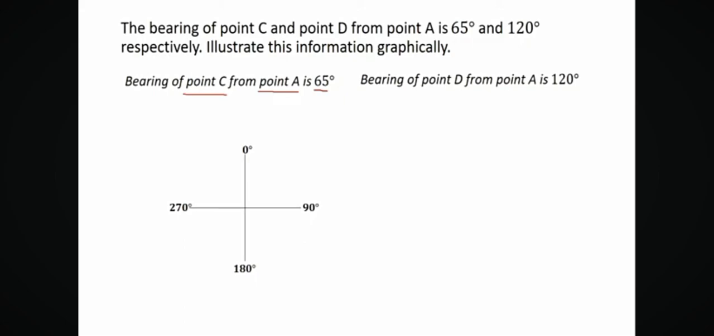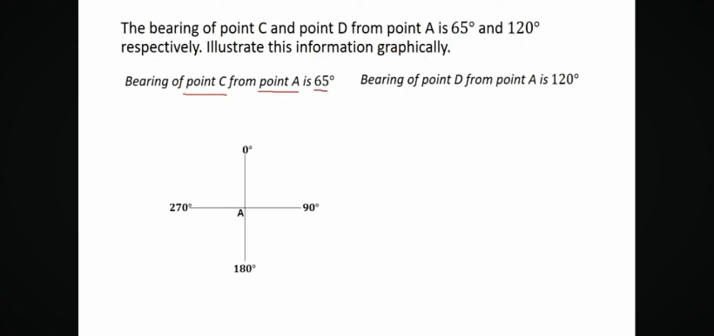So 0 degrees, 90 degrees, 180 degrees, and 270 degrees. As we become more conversant with drawing this diagram, I'll remove the angles. For now, I use the angles so that you can see which quadrant or which area the line is going to fall. Okay, so let's begin with the first one. The bearing of point C from point A is 65 degrees. We've done quite a number of these, so I'm sure that by this time you should be able to draw it. For the first one, the bearing of point C from point A is 65 degrees.